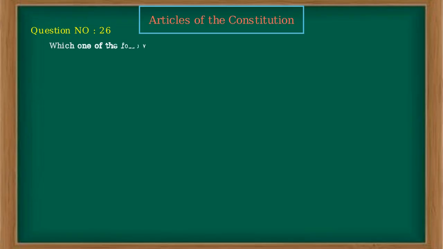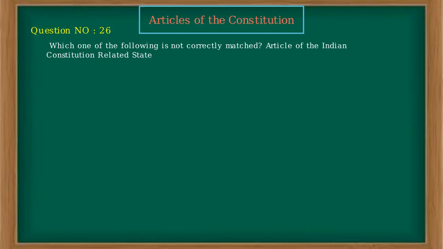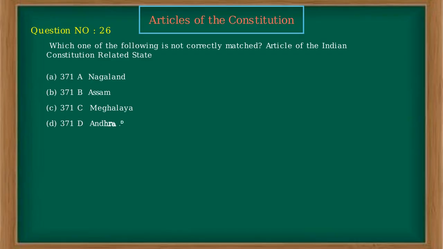Which one of the following is not correctly matched? Article of the Indian Constitution, related state. A. 371A, Nagaland. B. 371B, Assam. C. 371C, Meghalaya. D. 371D, Andhra Pradesh. Ans. C.